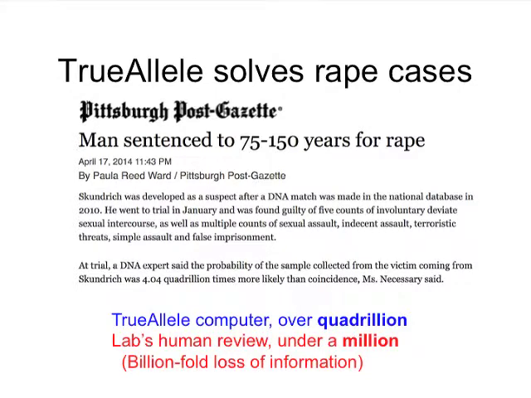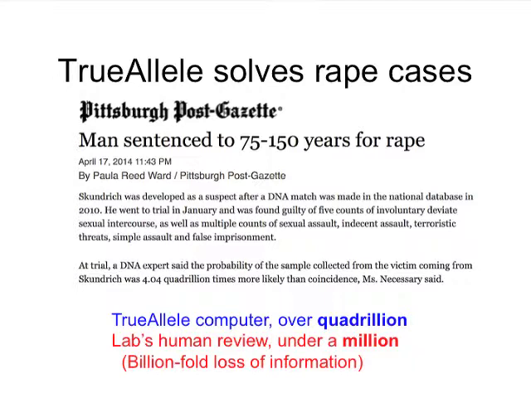TrueAllele is used to solve rape cases. This is a case, this article came out this month. A Pittsburgh man was sentenced to 75 to 150 years for rape. Ralph Skundrich was found guilty of 5 counts of involuntary deviant sexual intercourse, as well as multiple counts of sexual assault, indecent assault, terroristic threats, simple assault, and false imprisonment.